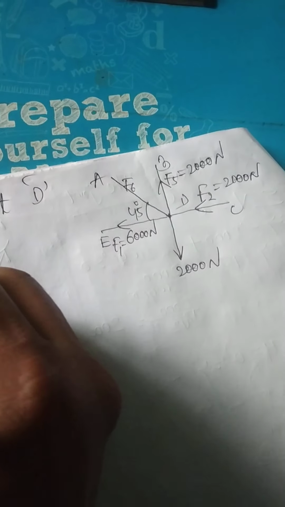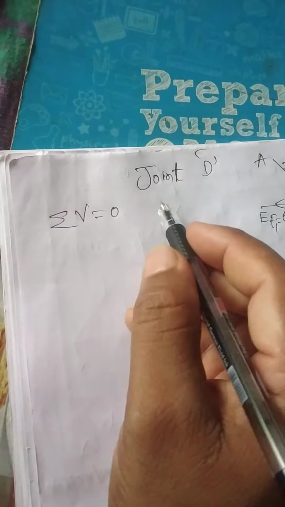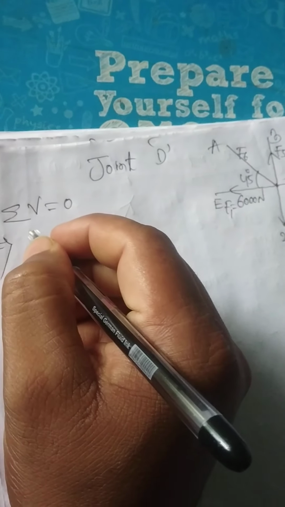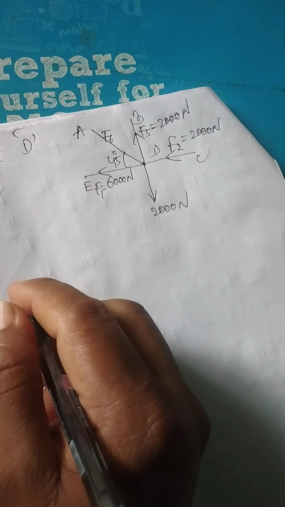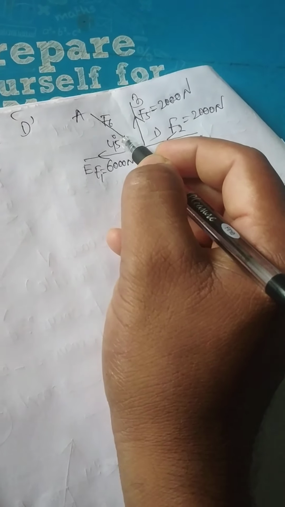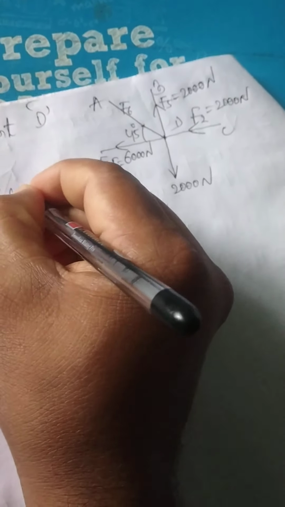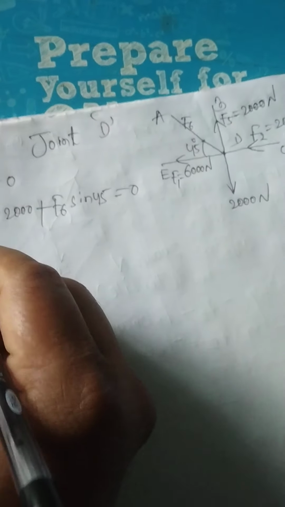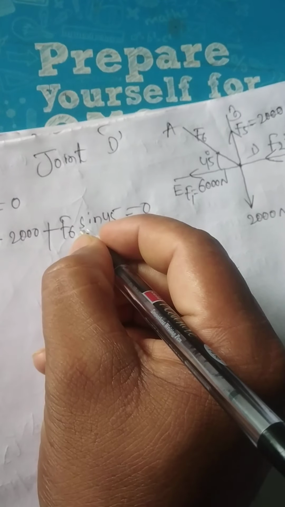Now take the sum of all vertical forces equal to 0. This implies, what are the vertical forces? See, F5 is moving upward, so F5 positive. Then I have to take minus 2000 Newton moving downward. Then again the vertical component of F6 moving upward, that is plus F6 sin 45 degree, is equal to 0. But I need to find out the value of F6.